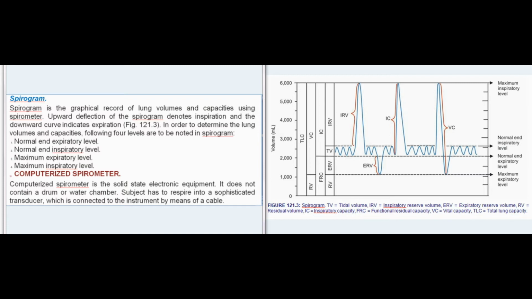Computerized spirometer. Computerized spirometer is the solid-state electronic equipment. It does not contain a drum or water chamber. Subject has to respire into a sophisticated transducer, which is connected to the instrument by means of a cable.